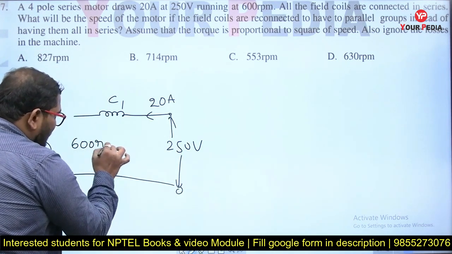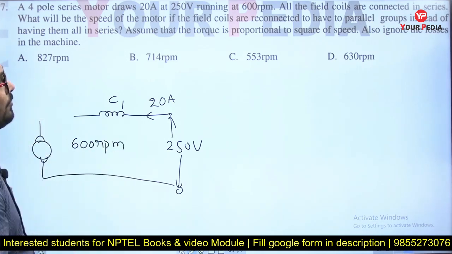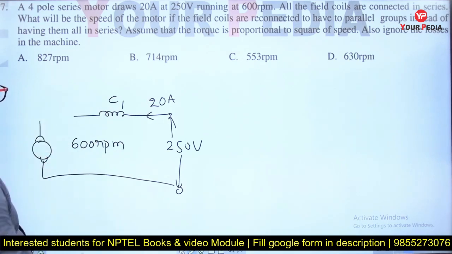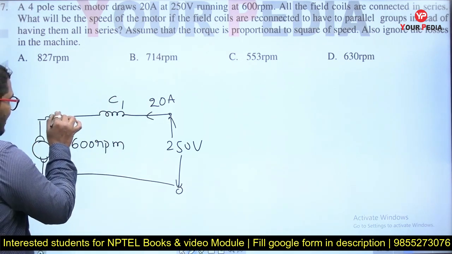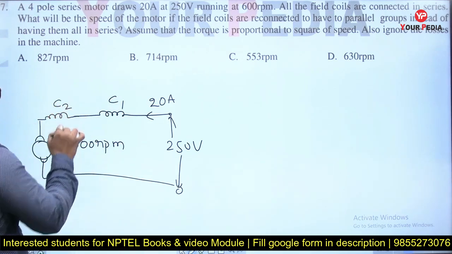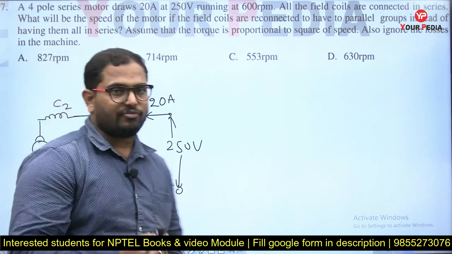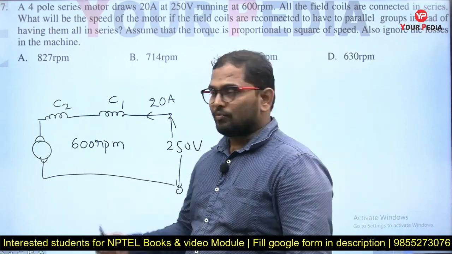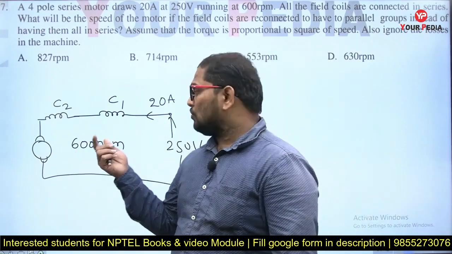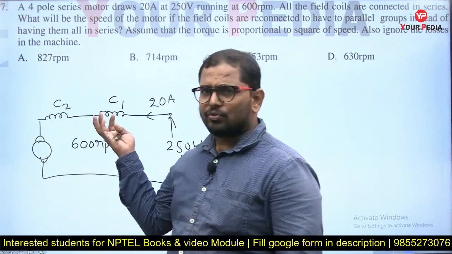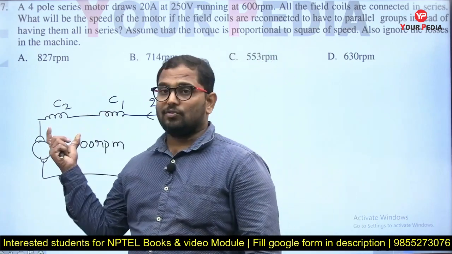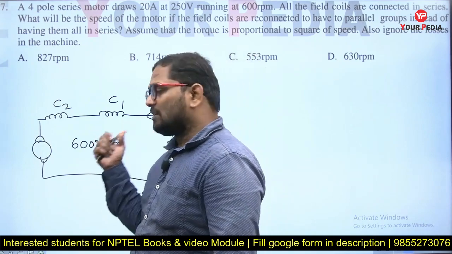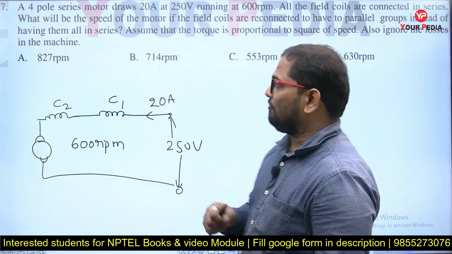This is the running speed of your series motor. All the field coils are connected in series. In the initial connection, let me take the number of coils as 2, for easy distribution of current, because 20 amperes can easily be distributed in 2 coils. Nothing is mentioned, so you just directly take it as 2 coils. So in 2 coils, 20 amperes and 600 rpm. This is the initial data given.